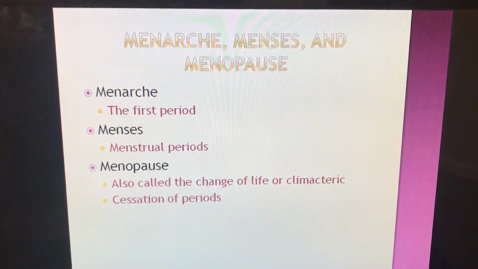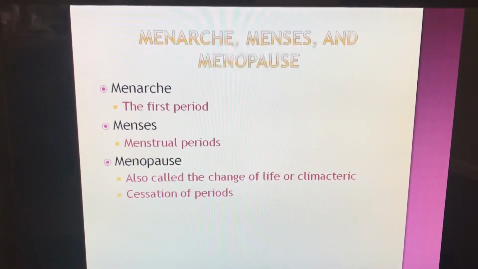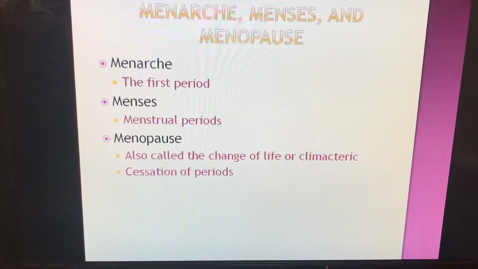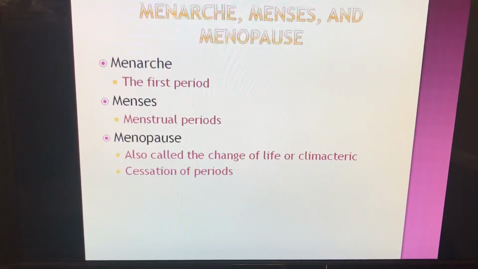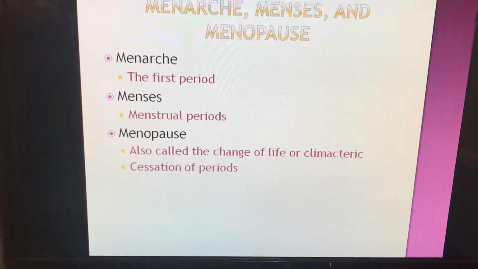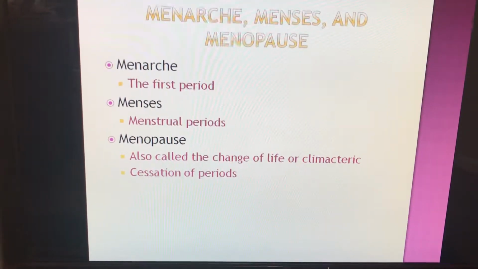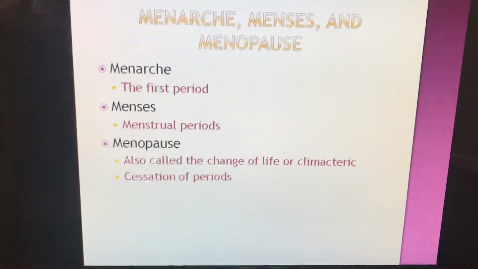So you have a few terms: menarche, menses, and menopause. Menarche is the very first period. Your menses is your menstrual period, and menopause, also called the change of life or the climacteric, is the cessation of periods.